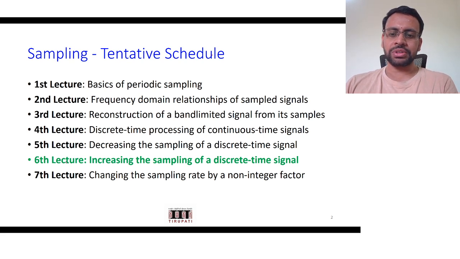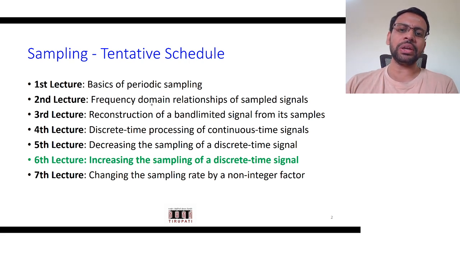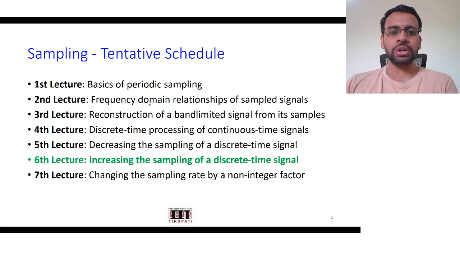We are right now in the sixth lecture. The first one, we had a look at periodic sampling. In the second lecture, we had a look at how the frequency domain relationships would be when you are discretizing a continuous time signal. Third lecture, we had a look at, given a band limited signal and its discrete time samples, how could we reconstruct back the continuous time signal.